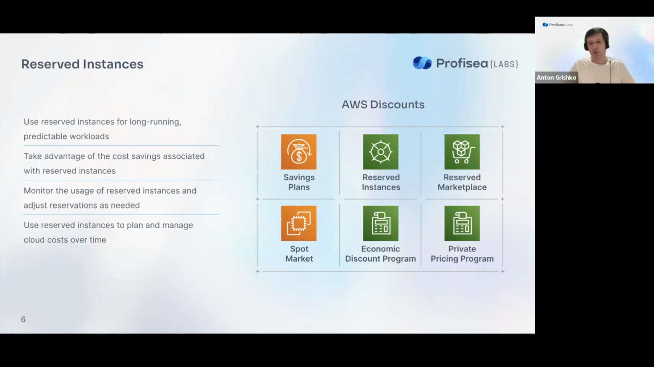But the main point here is, don't wait. Don't fall into that trap of saying to yourself, you know what, our architecture is changing a lot, so we're not going to reserve anything. It's a bad attitude. You can save a lot of money if you simply reserve.